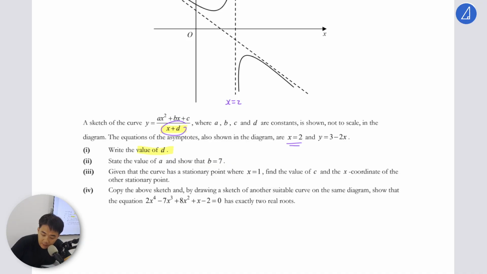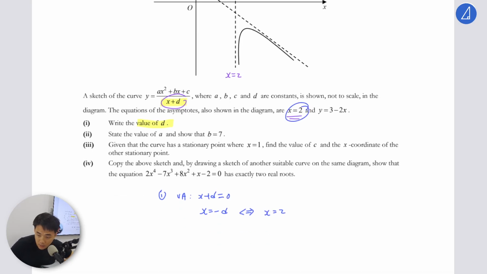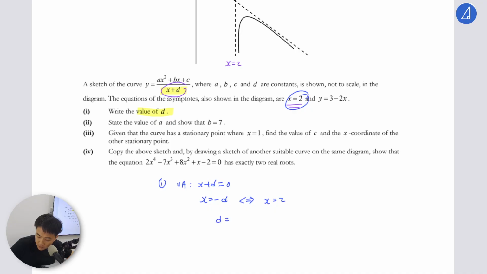So this one, same thing. You can just write the vertical asymptote here. x plus D equals 0, so this will be x equals minus D. So you compare with the vertical asymptote given to us. We know that D equals minus 2. Okay, not an issue. So just write down.